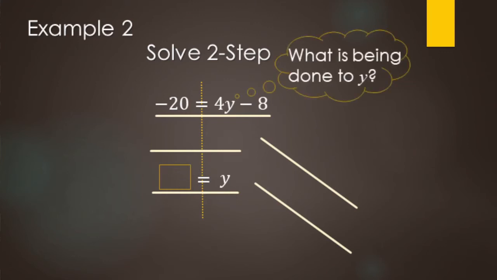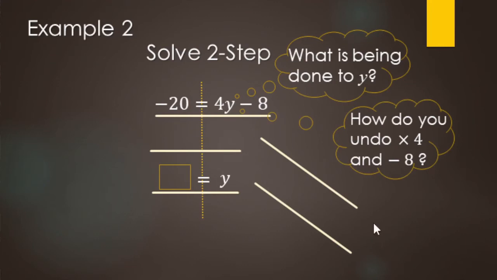Now, first question is, what is being done to our variable? Well, it's being multiplied by 4 and subtracted by 8. So we need to undo the multiply by 4 and the subtract 8. Well, how do we undo a minus 8? We're going to do that with a plus 8. Now we can do the same thing to both sides. So we're going to add 8 to both sides.